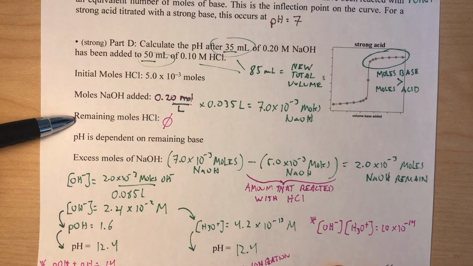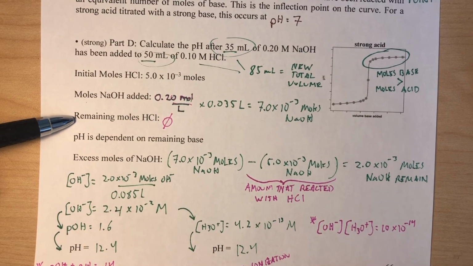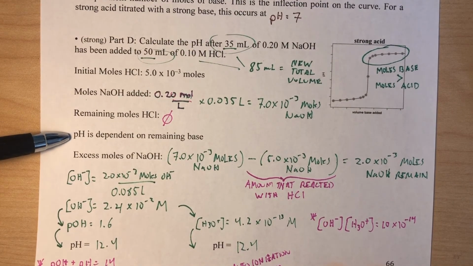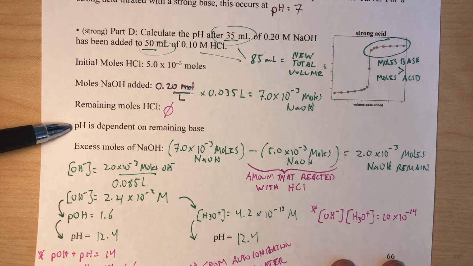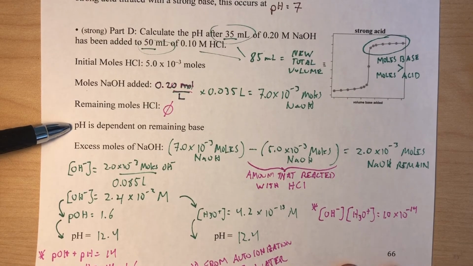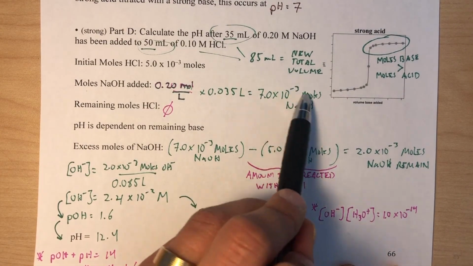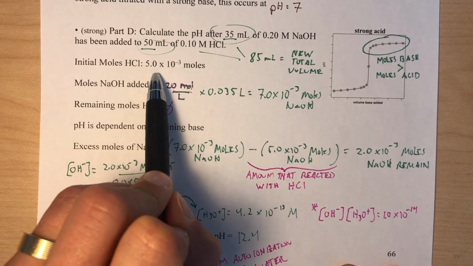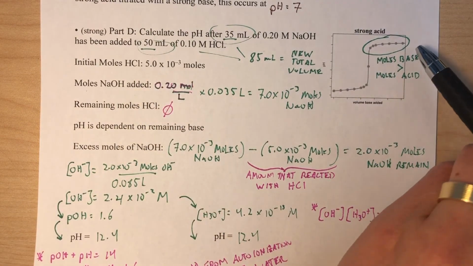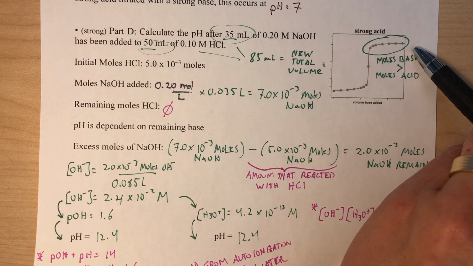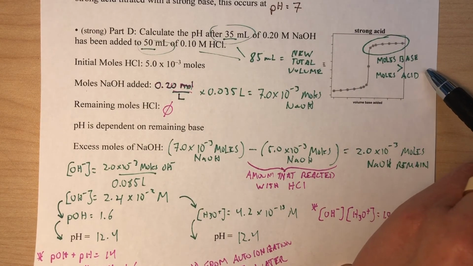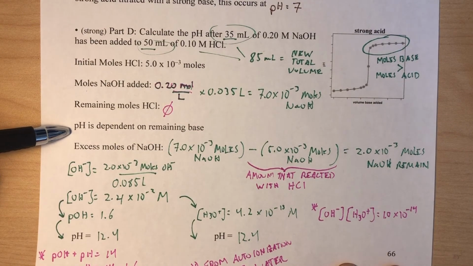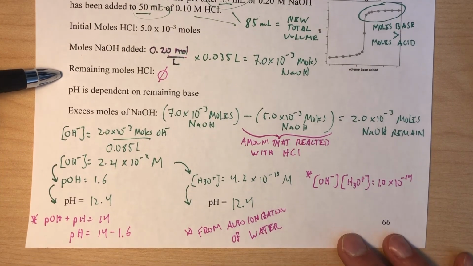The moles of remaining hydrochloric acid are 0, so the pH is now dependent on the remaining base. Again, this is true for every situation at the equivalence point or beyond. So our sodium hydroxide moles, 7 times 10 to the negative 3, are now greater than our moles of acid. We are in a situation of the titration curve where we are at the top because we have more base than we have acid. So the pH is dependent on that remaining base, and we can solve that in a couple of ways.